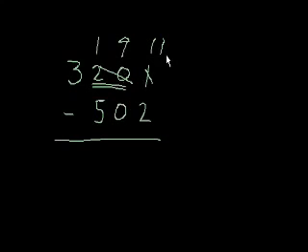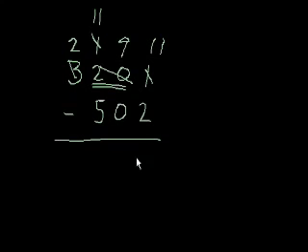So let's check again. 11 is greater than 2. Check. 9 is greater than 0. Check. 1 is not greater than 5. So you have to borrow again. This 1 becomes an 11. And we borrowed from this 3, which becomes a 2. 11 is greater than 2. 9 is greater than 0. 11 is greater than 5. 2 is obviously greater than nothing below it.